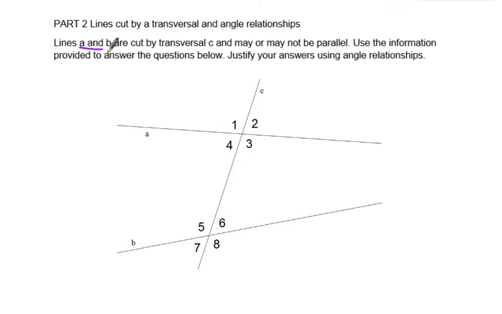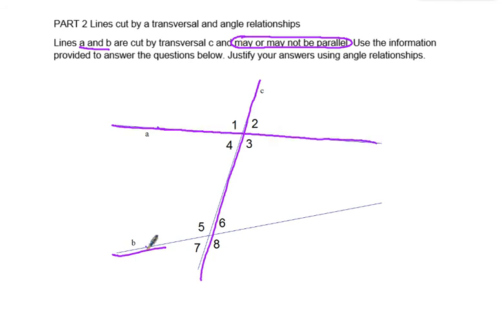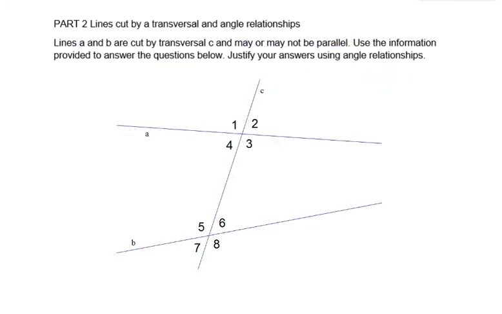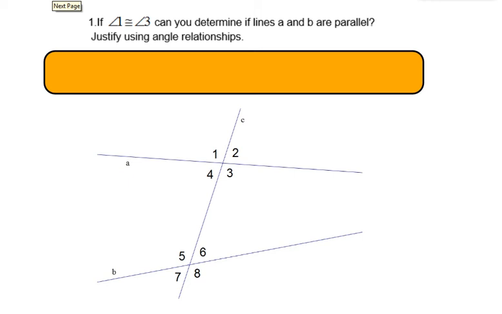It says lines A and B, which are here, are cut by transversal C, and they may or may not be parallel. So we can't assume that they're parallel. In fact, I've even redrawn the figure in such a way that they don't exactly look parallel, because we shouldn't assume that they are. It says to use the information provided to answer the questions, and we're supposed to justify our answer using angle relationships. So let's look at problem 1 together.